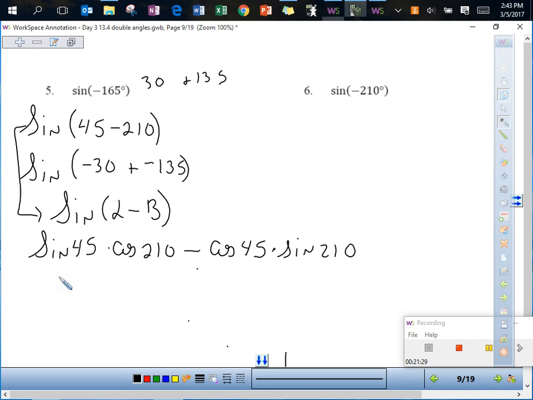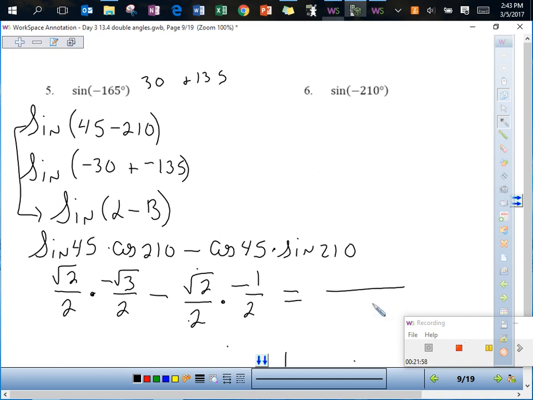As soon as I hit sine 45, you're going to see 0.707. As soon as you hit cosine 210, you're going to see negative 0.866. There's a minus sign. As soon as you hit cosine of 45, radical 2 over 2. As soon as you hit sine of 210, negative 1/2.